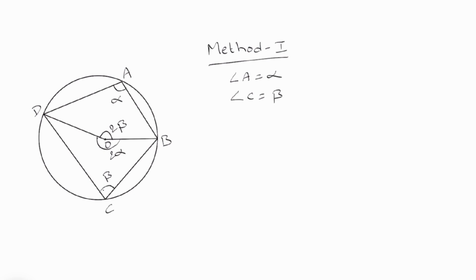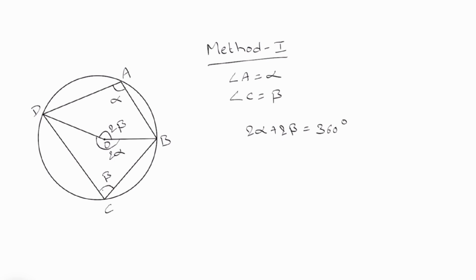As we already know, the angle at the center of the circle is equal to 360 degrees. So 2 alpha plus 2 beta is equal to 360 degrees. If we divide both sides by 2, alpha plus beta is equal to 180 degrees. Hence proved: the sum of opposite angles in a cyclic quadrilateral is 180 degrees.